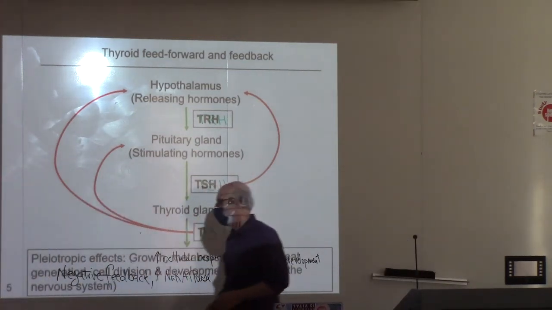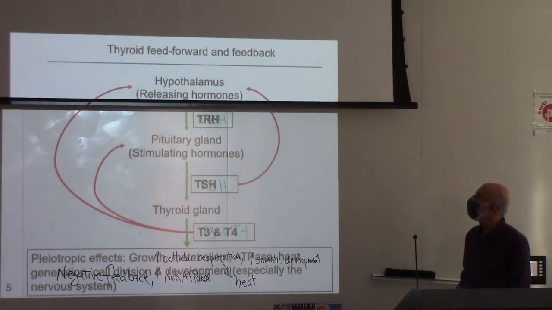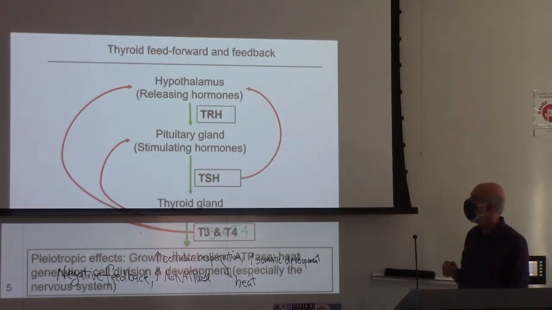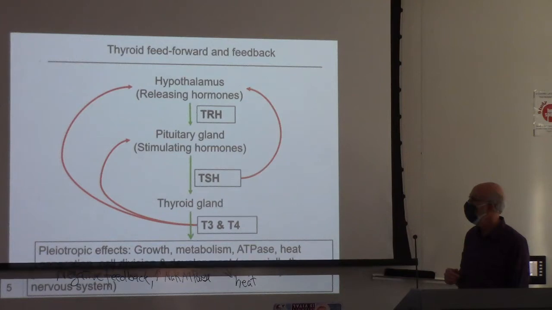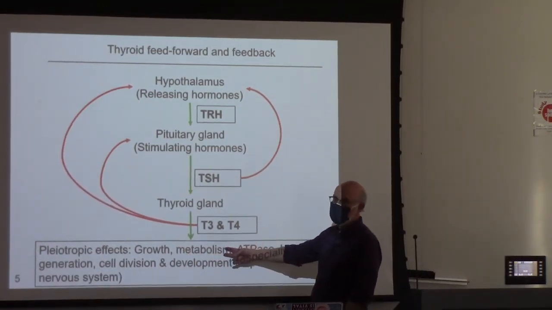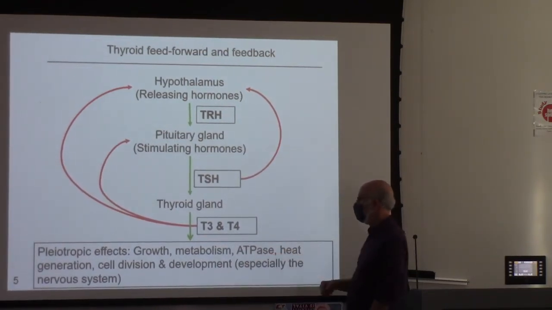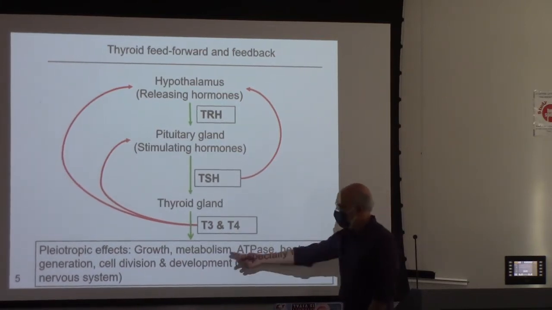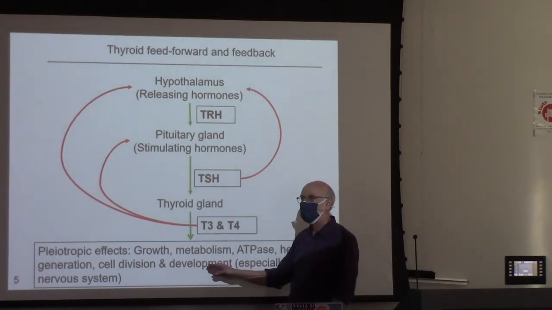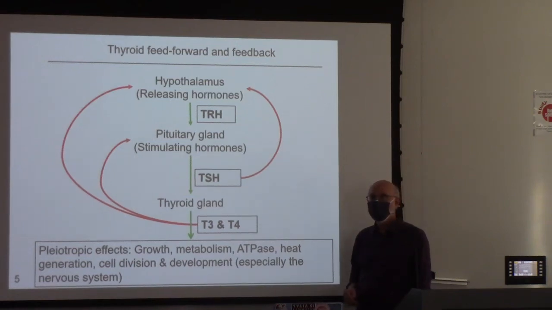The next slide, that will be on Moodle in a few minutes, has these pleiotropic effects. Somatic development, respiration, sodium potassium ATPase, heat, somatic development, especially the nervous system. The nervous system is especially sensitive during fetal development to the presence of thyroid hormones.